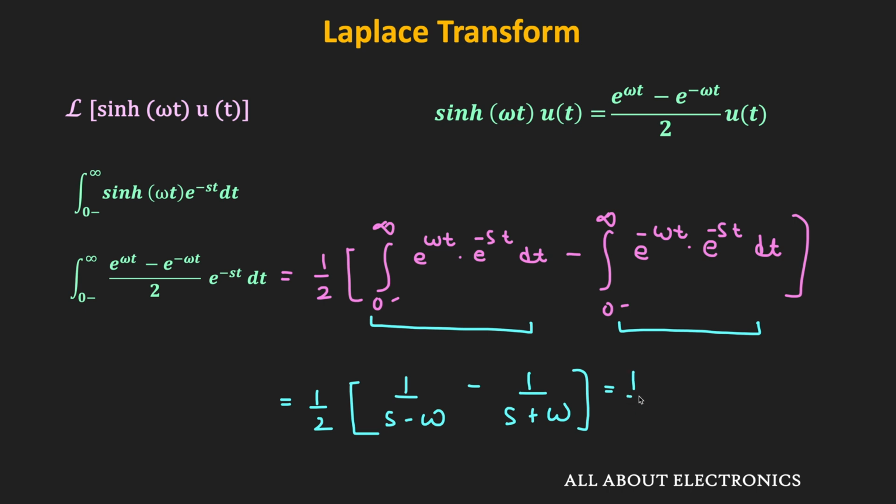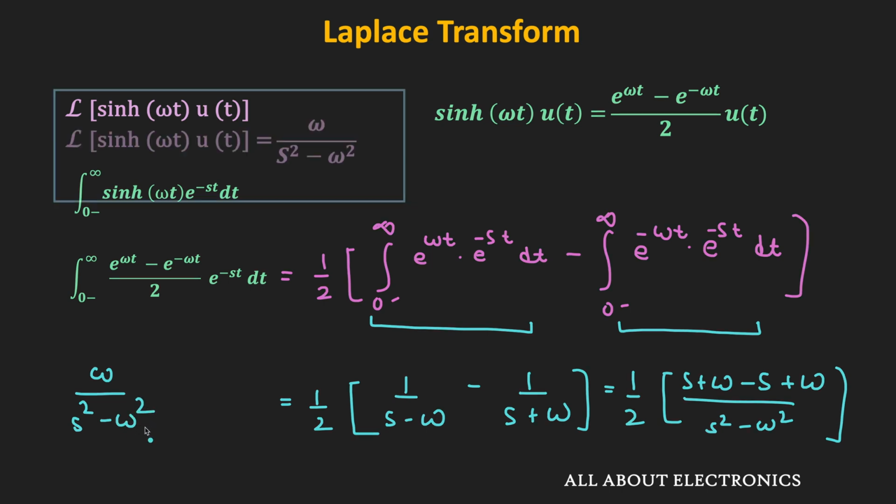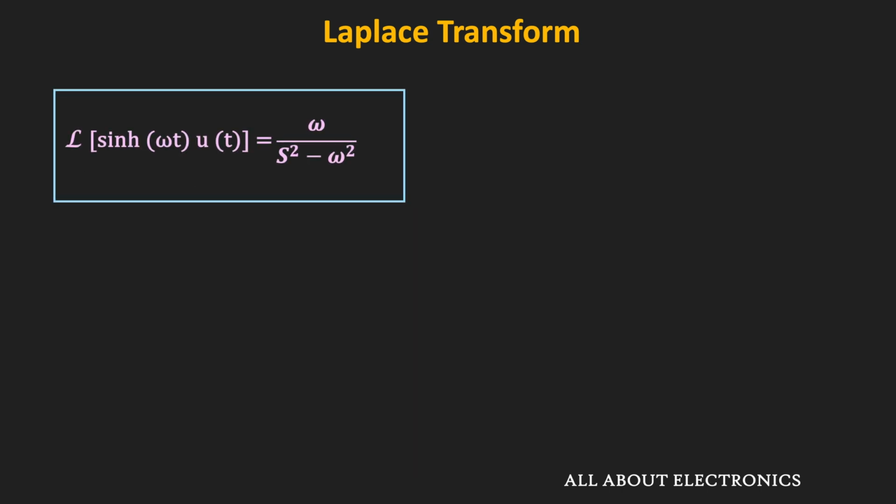So that is equal to 1 divided by 2 times (s plus omega minus s plus omega) divided by s square minus omega square. So if we further simplify it, then it will come out as omega divided by s square minus omega square. That means the Laplace transform of the sine hyperbolic omega t function is equal to omega divided by s square minus omega square. And similarly, we can also find the Laplace transform of the cos hyperbolic function.